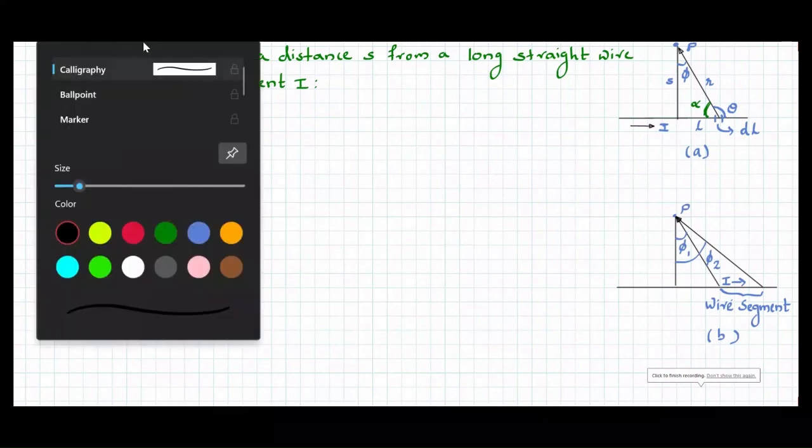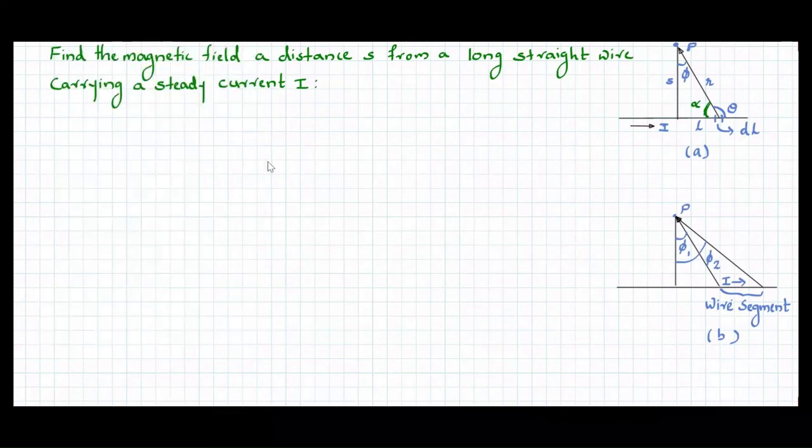Good morning all. We are discussing the Biot law. Now let us do a problem from the Biot law. Find the magnetic field a distance s from a long straight wire carrying a steady current I.